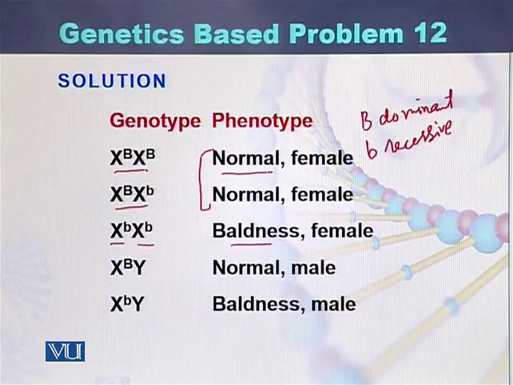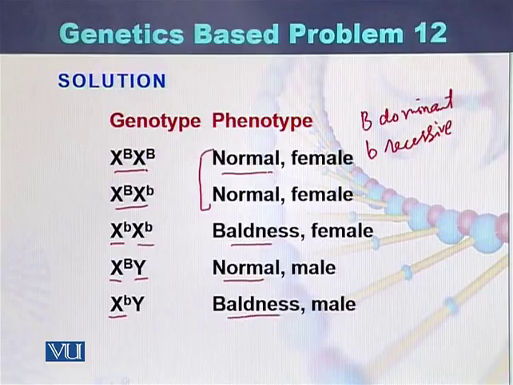In the case of males, because a male has one X chromosome and one Y chromosome, if there is a dominant allele on the X chromosome, then the male would be normal, while if the male has a recessive allele on the X chromosome, then the male would have baldness. So these are the phenotypes and genotypes based on the information provided in the statement.